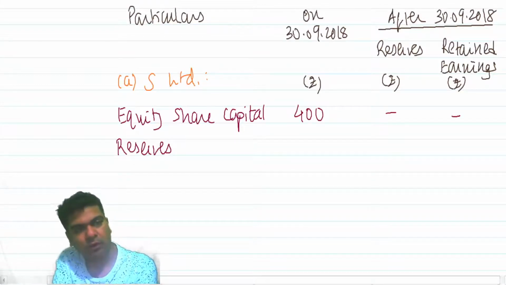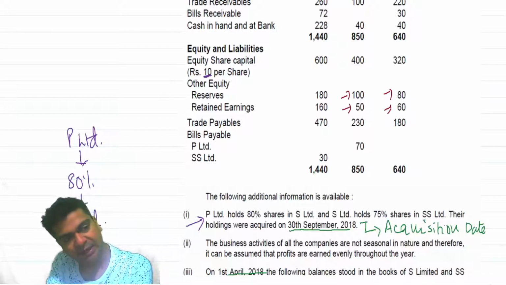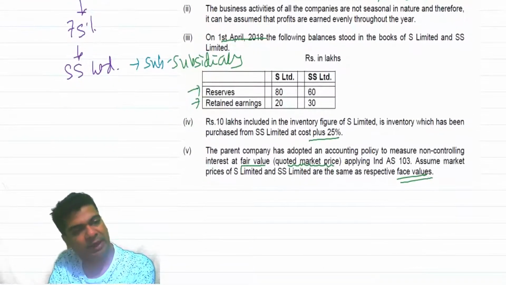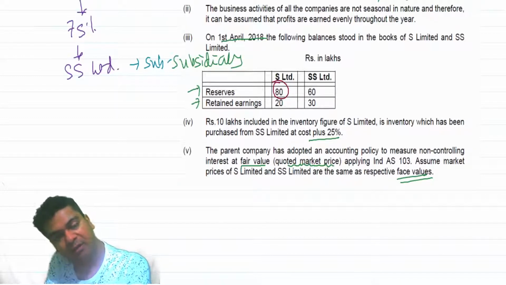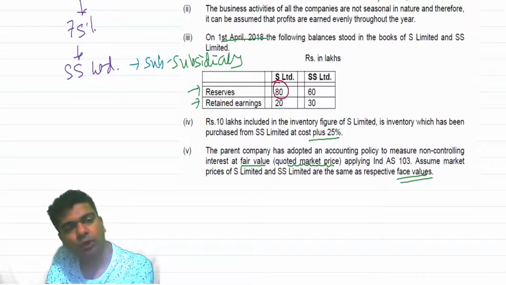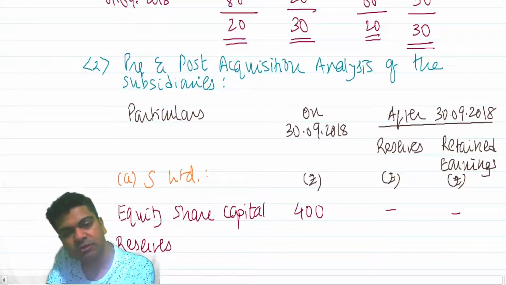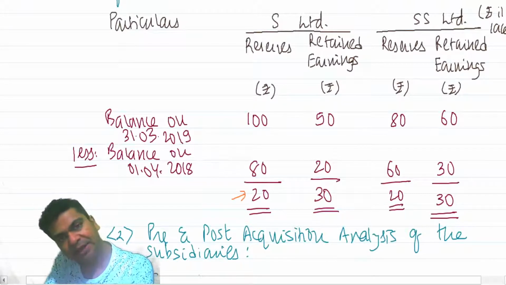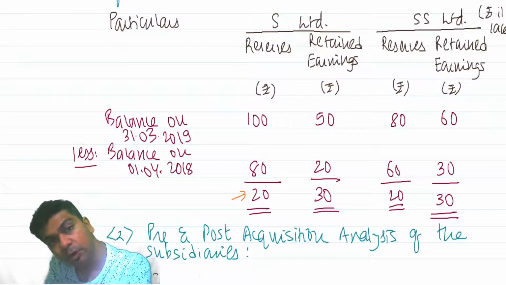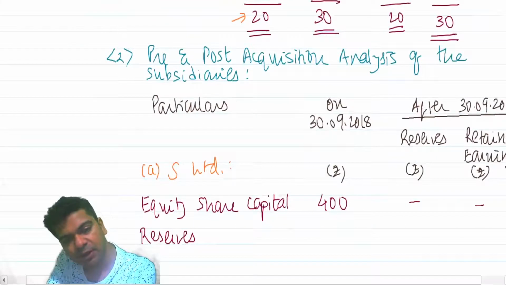Next we say reserves. Now on 1st April 2018, the additional information, here it is. On 1st April 2018, the reserves are 80, isn't it? The reserves are 80, but we do not want reserves on 1st April 2018. We want reserves on 30th September 18. So during the year, the reserves have increased by 20. This 20 increase has happened during the entire year, and they have themselves given that consider that the profit has been earned uniformly throughout the year. So if 20 lakhs was transferred to the reserves during the entire year, in the first 6 months, 10 lakhs must have been transferred. So accordingly, we will pick up the figures over here.